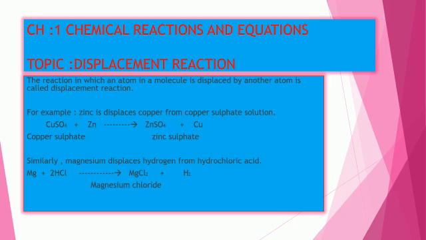Second example, magnesium displaces hydrogen from hydrochloric acid. When magnesium reacts with hydrochloric acid, it will give magnesium chloride plus hydrogen. In these reactions, more active metal displaces less active metal. These types of reactions are called displacement reactions.